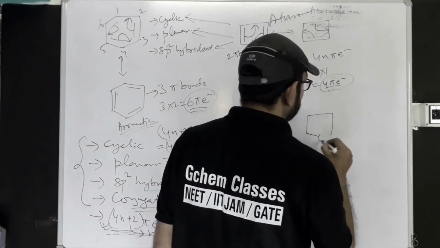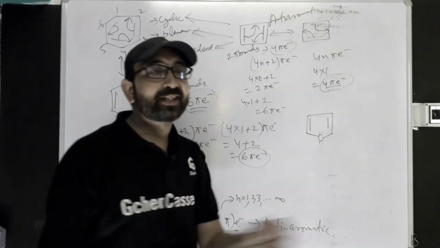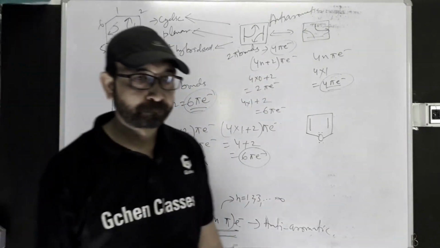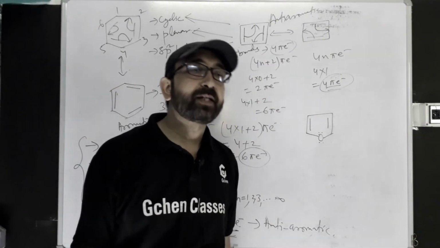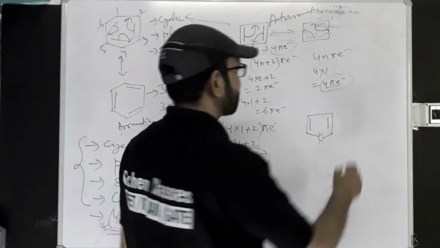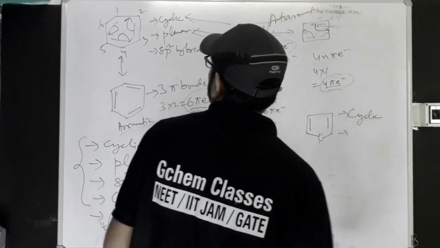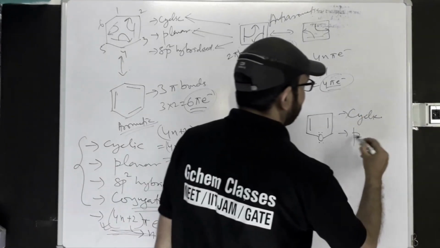Now you just tell me this one, whether this is aromatic or anti-aromatic. One by one, just write it. It is cyclic. Yes, this one is cyclic. Next question is whether this is planar.